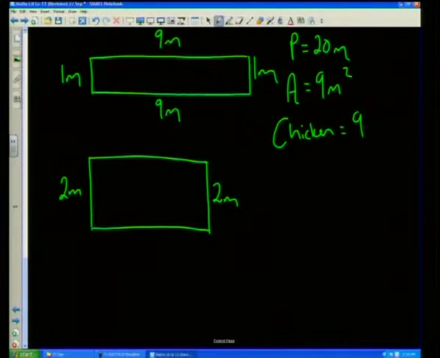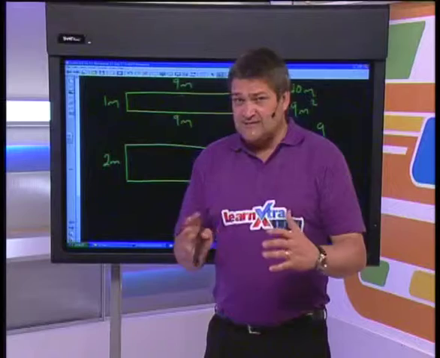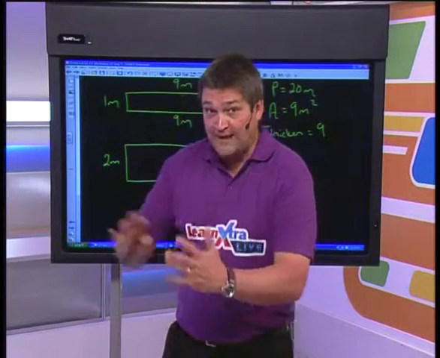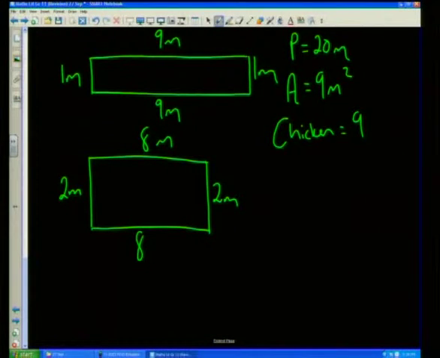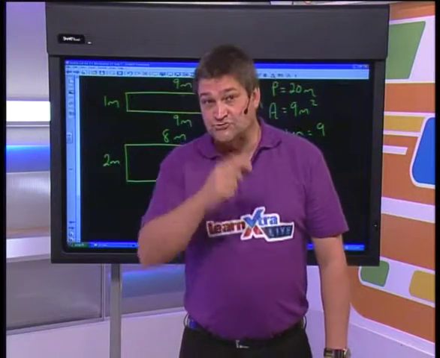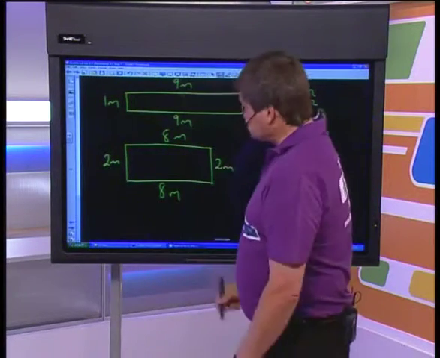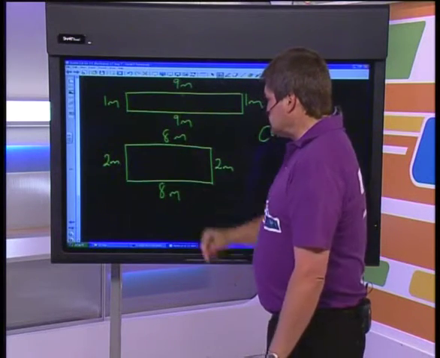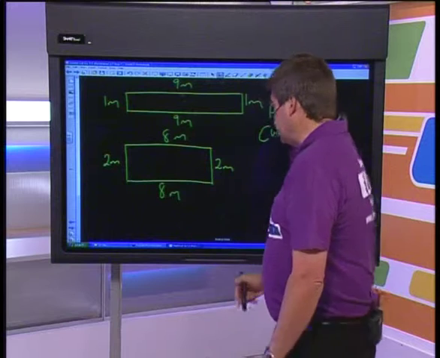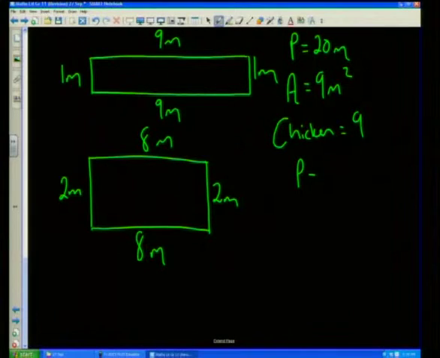Well, let's calculate it. We've got 20 meters. Minus 2 gives me 18. Minus 2 gives me 16. So I've got 16 meters to split each way. So I'm going to make this 8 meters, and I'm going to make this one 8 meters. That's an interesting one. So now she says, right, do we still have 20 meters of fencing? And we do. 2 and 8 is 10, plus 2 is 12, plus 8 is 20. So our perimeter is still 20 meters.